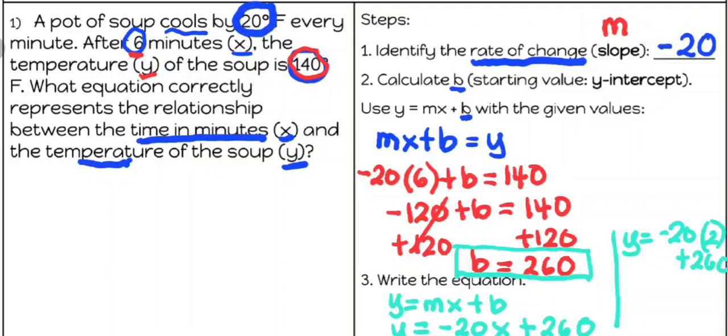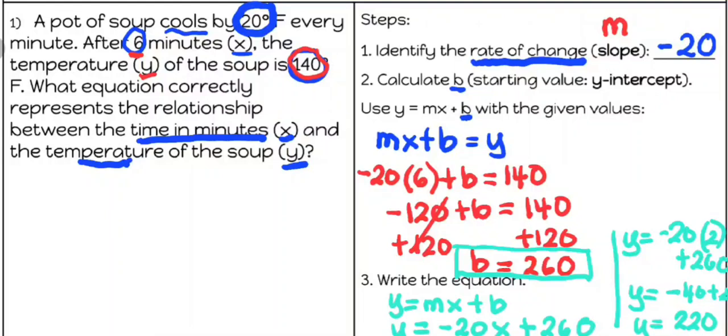So what is that? So y is equal to negative 40 plus 260. What is the answer? Y equals 220. So after 2 minutes, the temperature of the soup is 220.